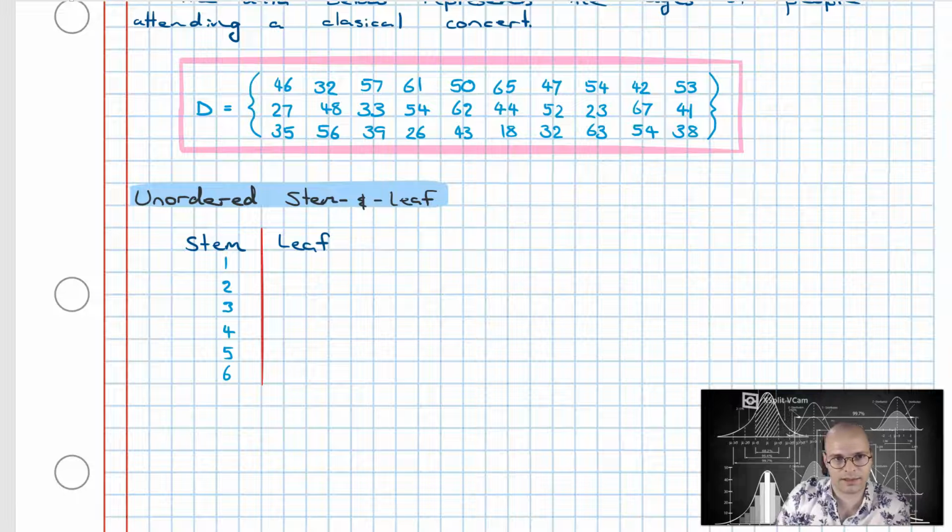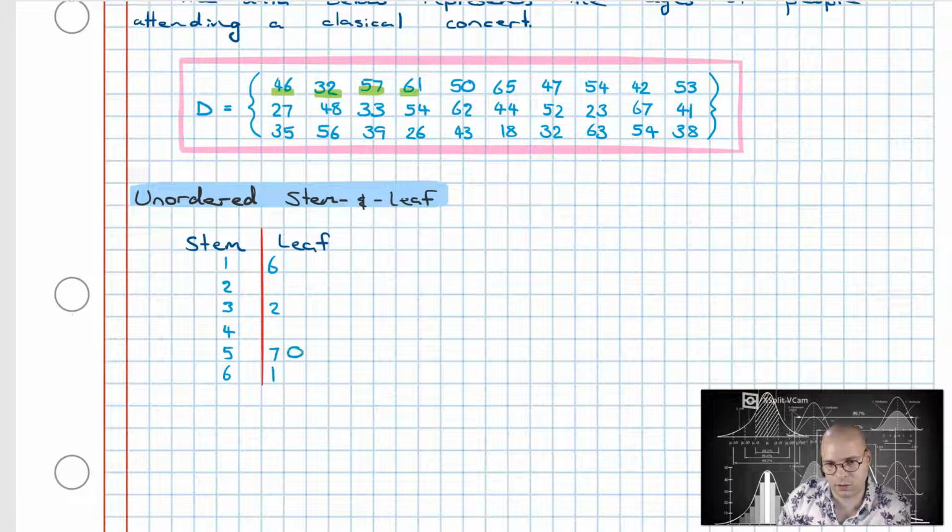Now the next part is I need to start populating the leaves. To do this, I'm going to go one by one and tick off all of the data inside this data set here. As I'm ticking it off, I'm going to add the least significant digit to my leaves. So the first leaf I'm going to add in is 6. This is representative of 46. Then I'm going to go 32, 57, so I go 5, and then 7, 61, 50.